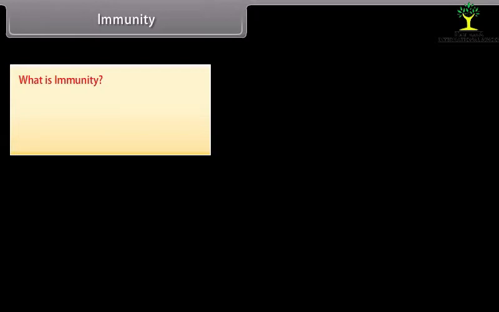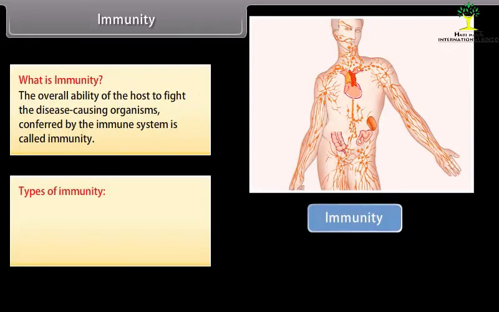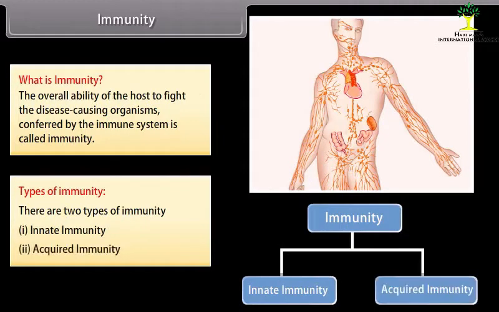Immunity. What is immunity? The overall ability of the host to fight the disease-causing organisms conferred by the immune system is called immunity. Types of immunity. There are two types of immunity: innate immunity, acquired immunity.